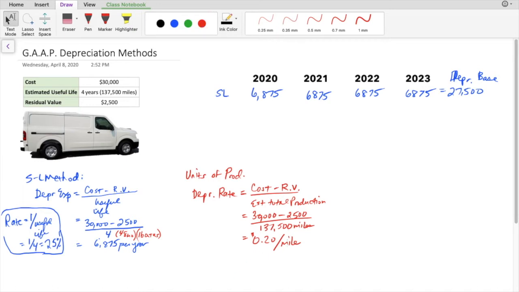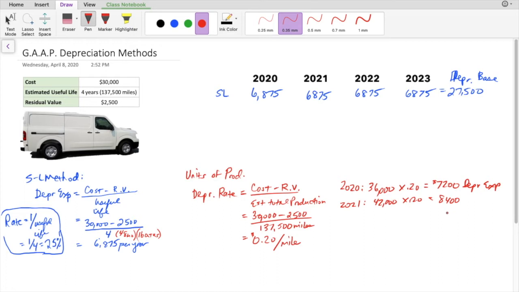Now that's not the amount of my expense for this year. It is the amount I'm going to record for each mile I drive. So we're going to create a table over here. In 2020, we are going to say that we drove 36,000 miles. And so we're going to expense $7,200 that year. In 2021, we drove 42,000 miles. Times 20 cents gives us $8,400 in depreciation expense.